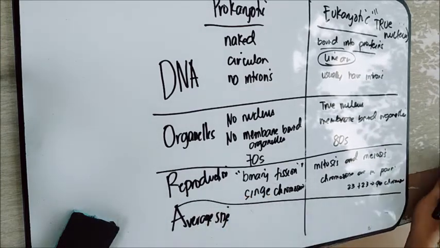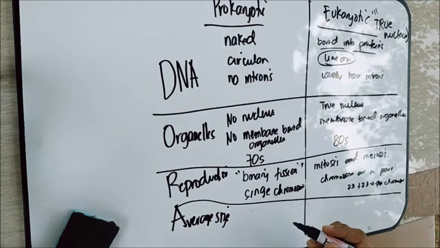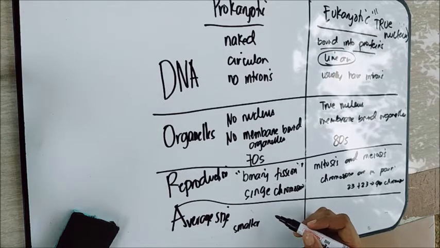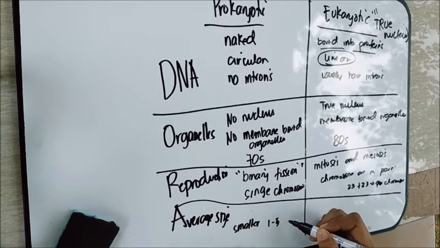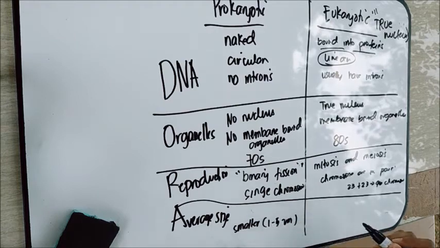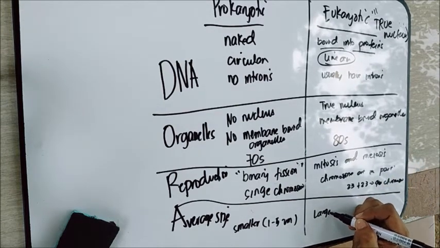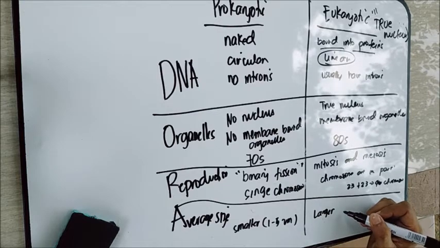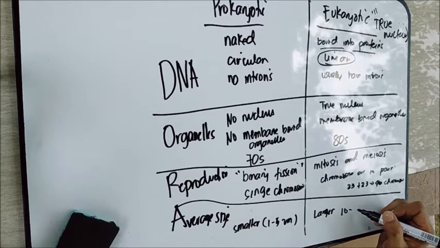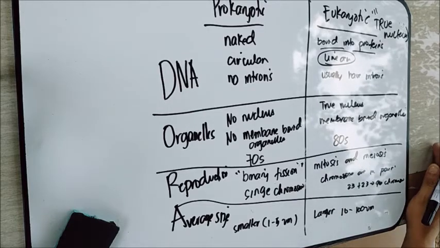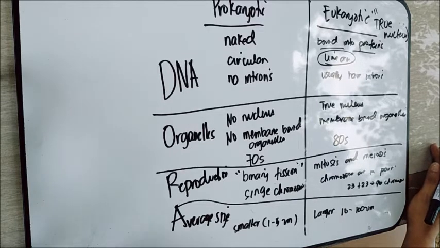Now, for the last one, the average size. For the average size of the prokaryotic cell, it is actually smaller, ranging from 1 to 5 micrometer in size. For the eukaryotic cell, they are actually larger, ranging from 10 micrometer to 100 micrometer. Now let's try to give examples.